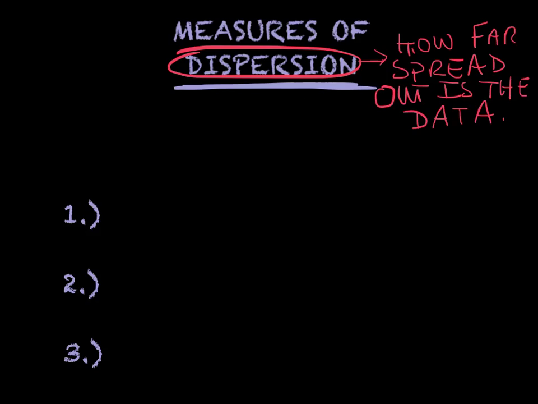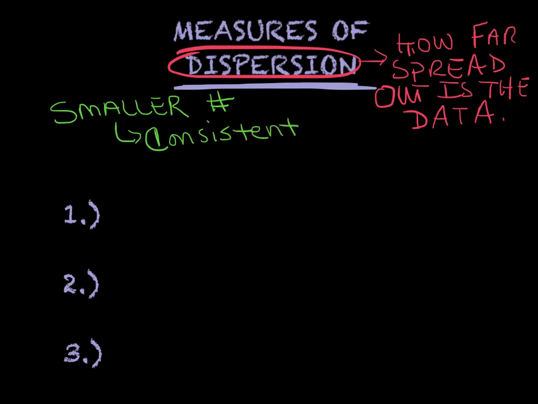One of the big things we're going to look at today is that typically, in most cases, the smaller the number, the better, because the smaller the number, the more consistent the data is, and a lot of times we want our data to be consistent because the more consistent it is, the better our predictions will become. But today we're going to look at three different methods.